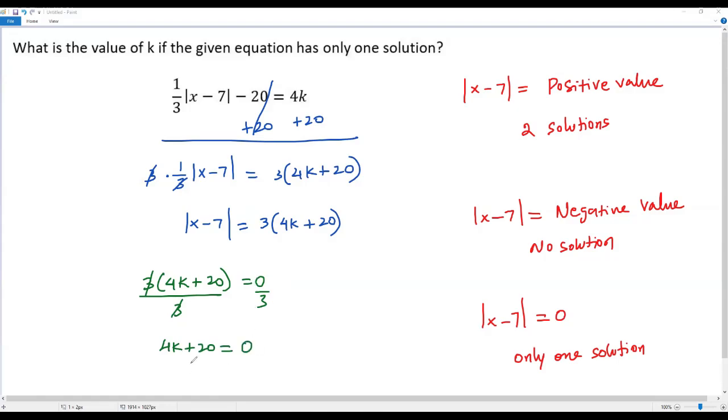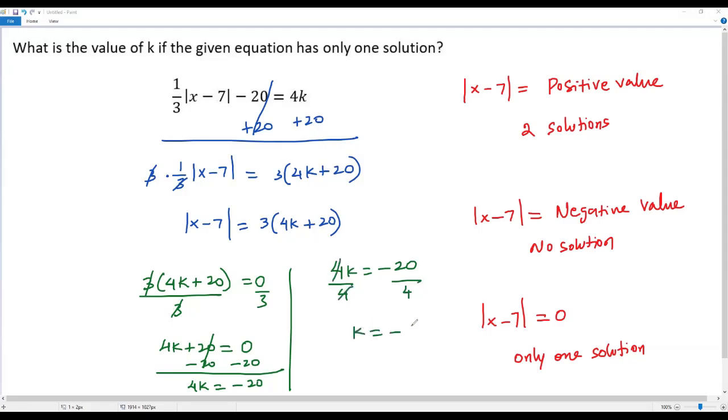Now I have to solve for k. For that I have to isolate k. First, let me get rid of this positive 20 over here. For that I subtract 20 from both sides. Positive 20, negative 20 will cancel out. I'm getting 4k equals negative 20. Now to solve for k, I divide both sides by 4. This 4 will cancel out. I'm getting k equals negative 5. Because here we have negative, when I divide 20 by 4, I'm getting 5. So k equals negative 5. That is, when k is equal to negative 5, the given equation has only one solution.